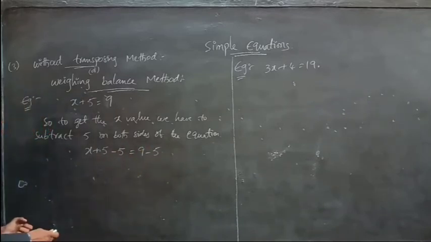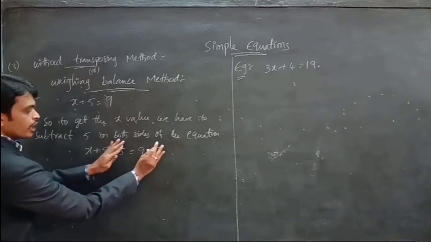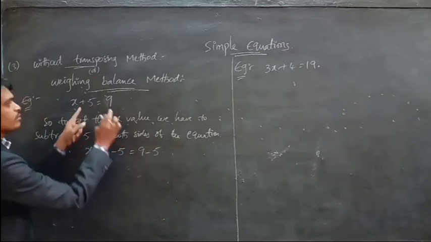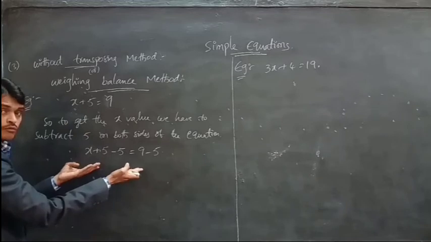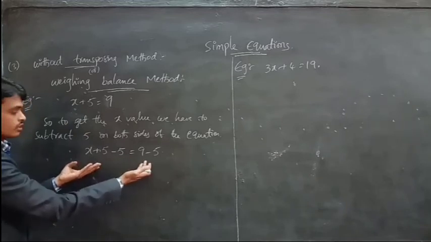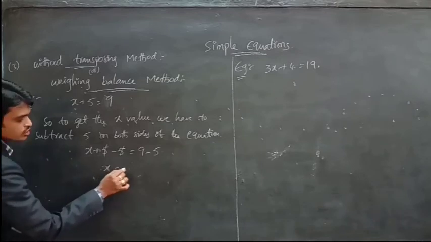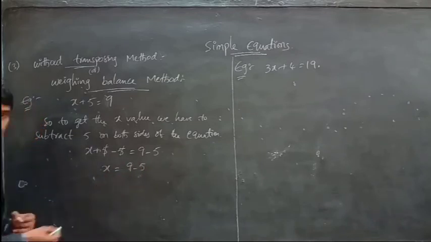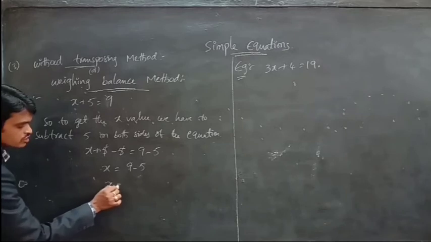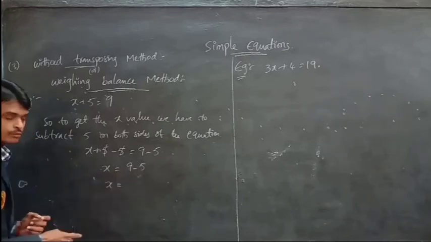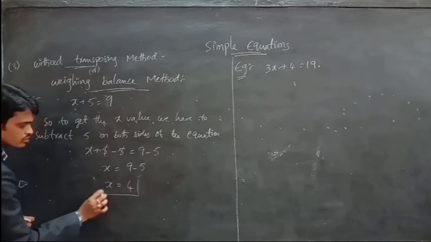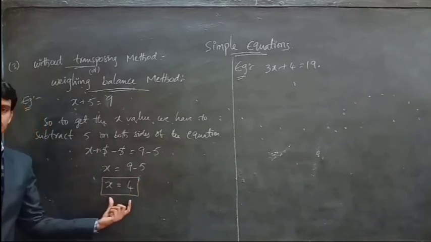So now again if you remove this 5 you will get the same equation. So like this we have to balance the equation. So plus 5 and minus 5 get cancelled. Then x is equals to 9 minus 5. Now x is equals to 9 minus 5 is how much? 4. So we got x value is 4.